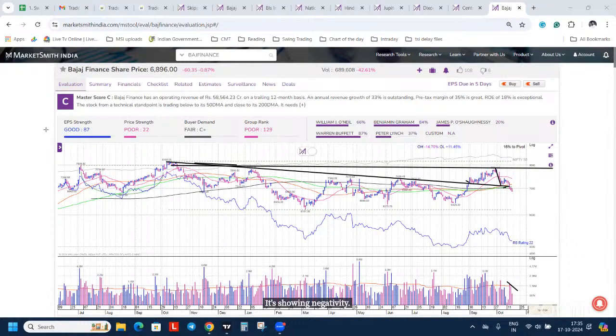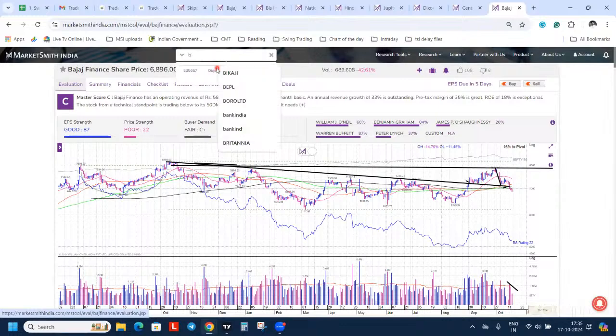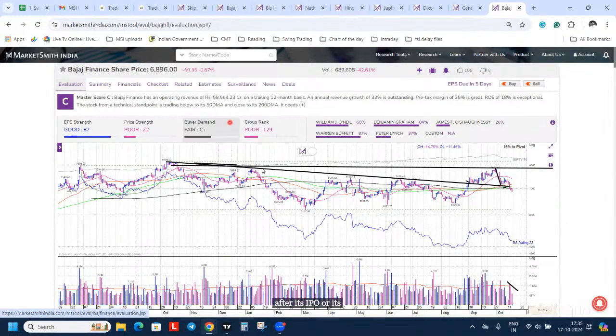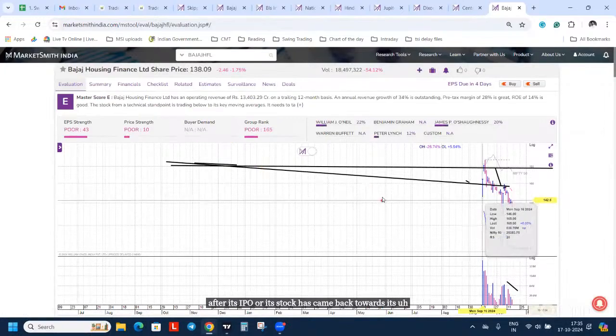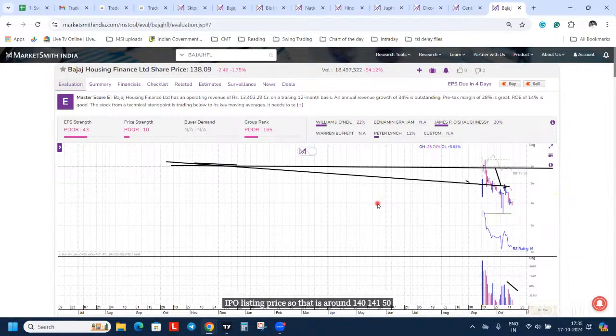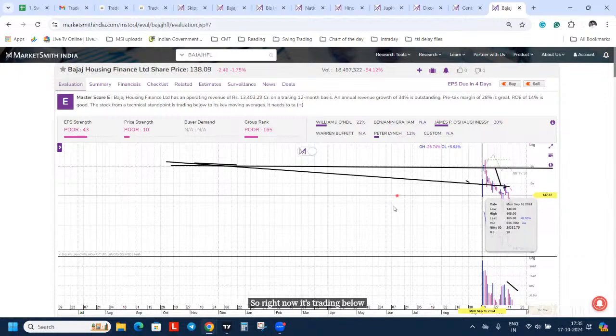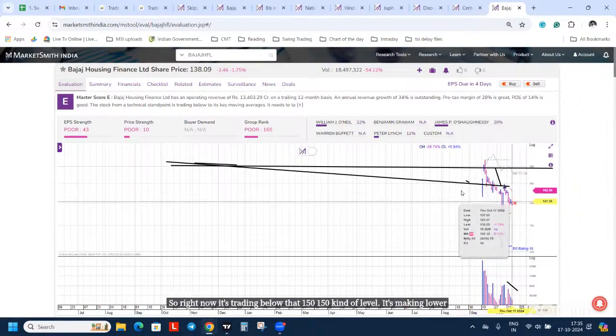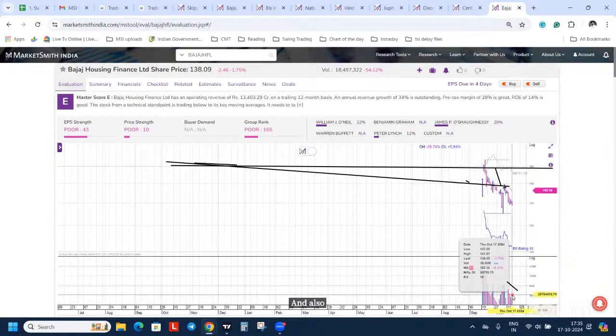Next one is Bajaj Housing Finance. After its IPO, its stock has come back towards its IPO listing price, that is around 140, 150 kind of level. Right now it's trading below that 150 level. It's making a lower high, lower low price pattern, and volume is also on the negative side.